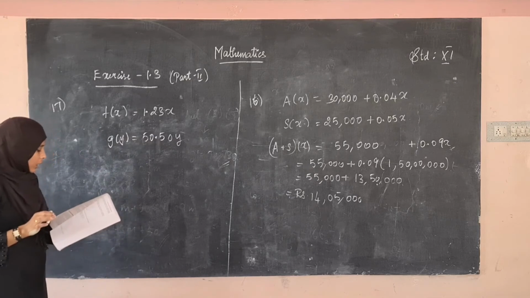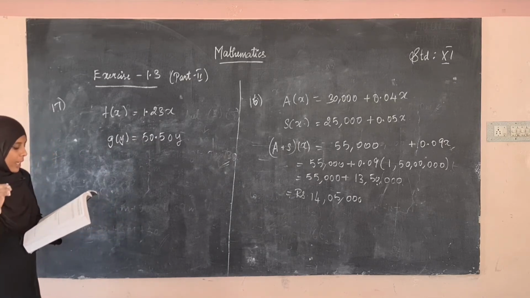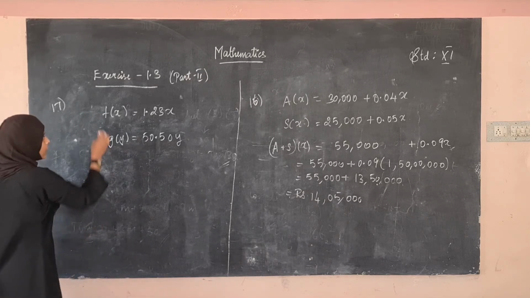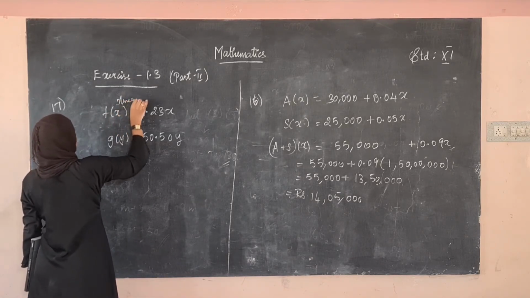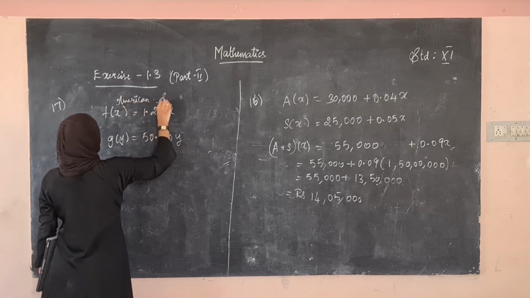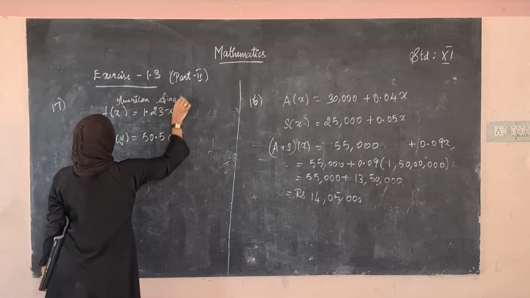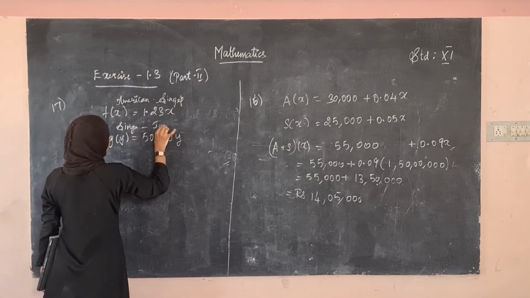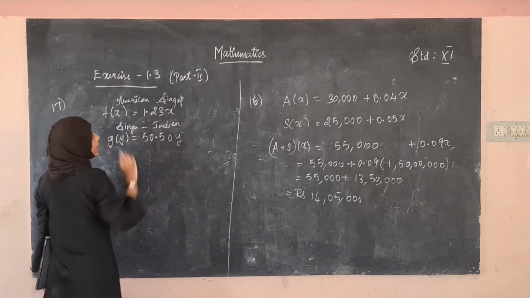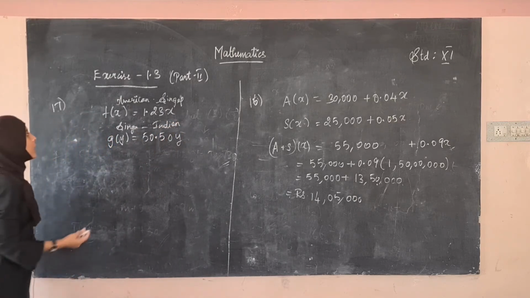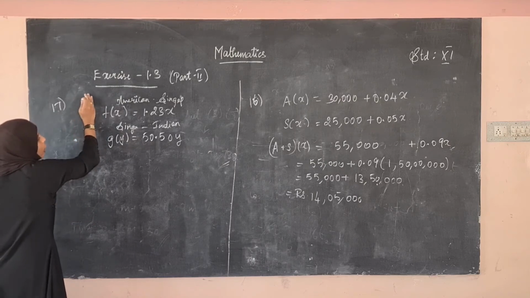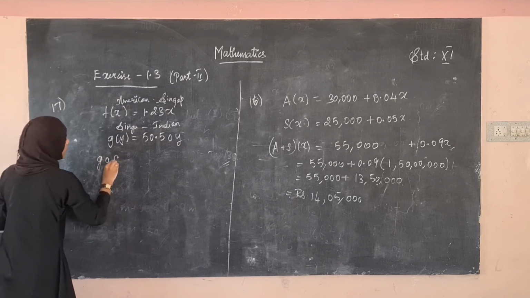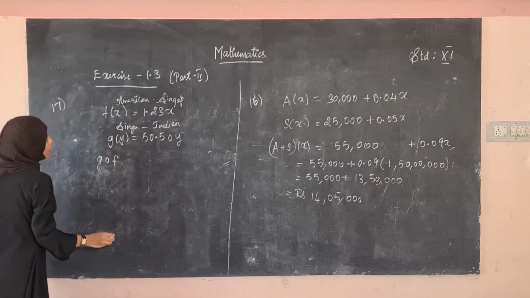Write a function which will give the exchange rate of American dollars in terms of Indian rupees. This is from American dollars to Singapore dollars, and this is from Singapore dollars to Indian rupees. Now we have to give a function which changes American dollars directly to Indian rupees. This can be done using a composite function, right? g composite f of x.